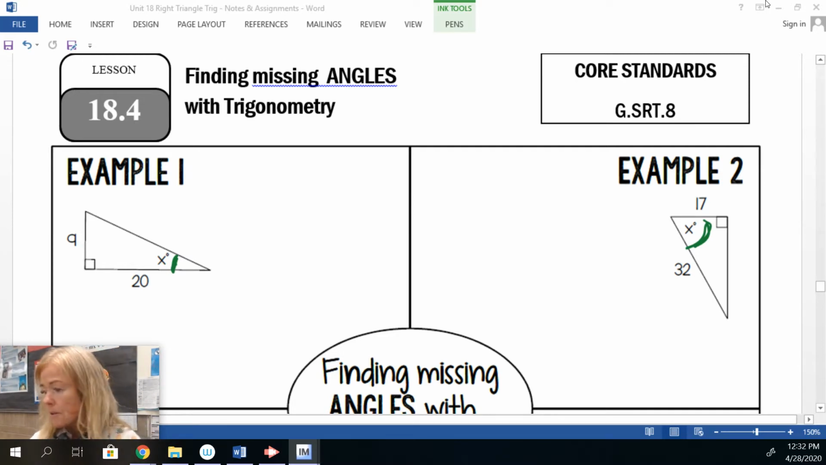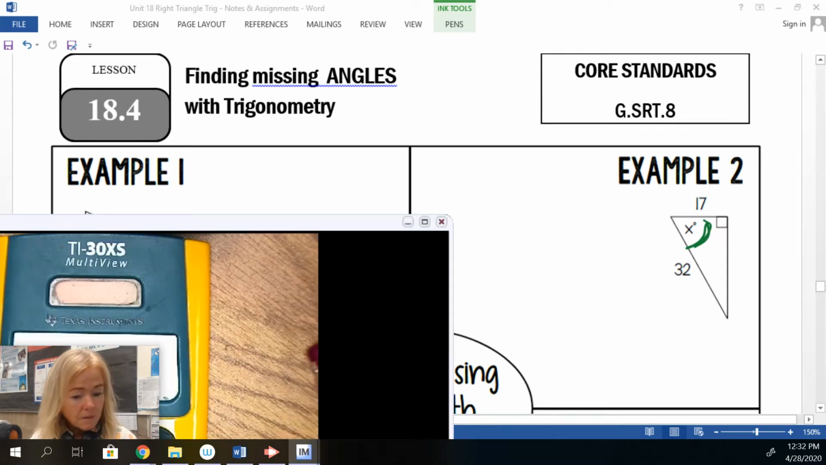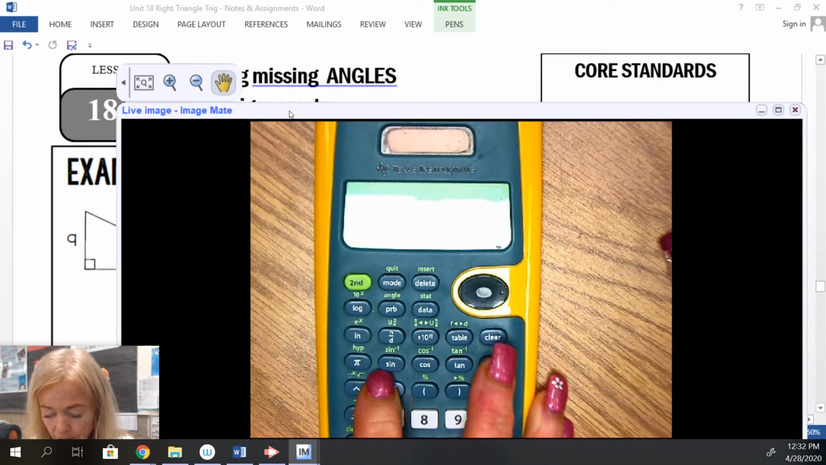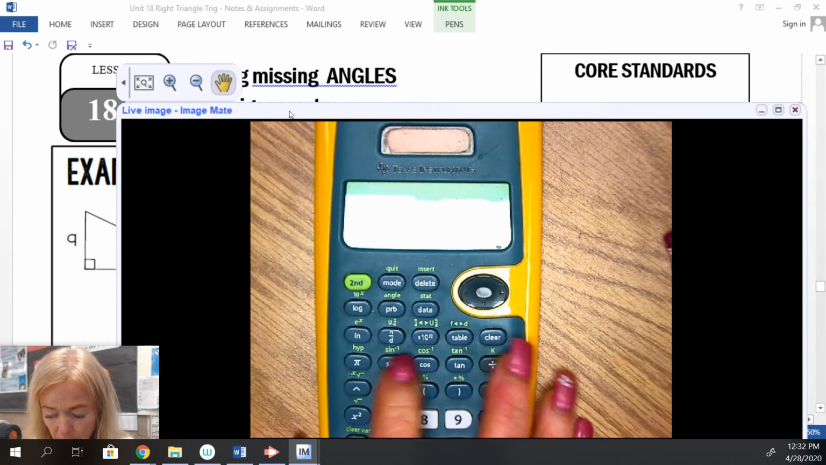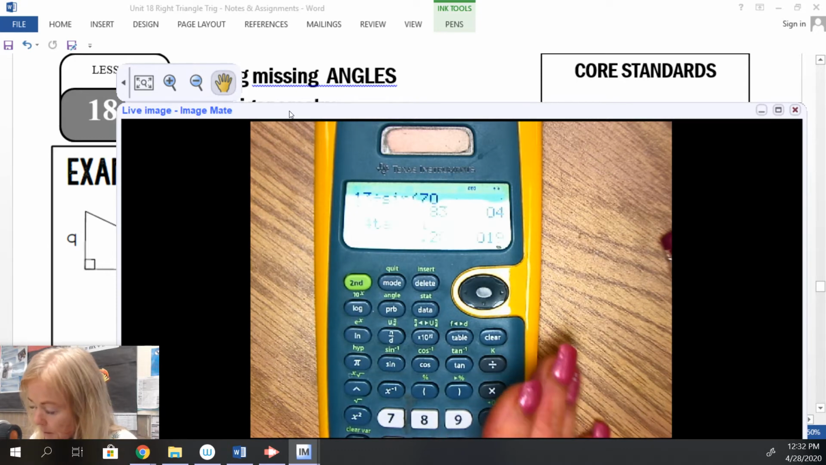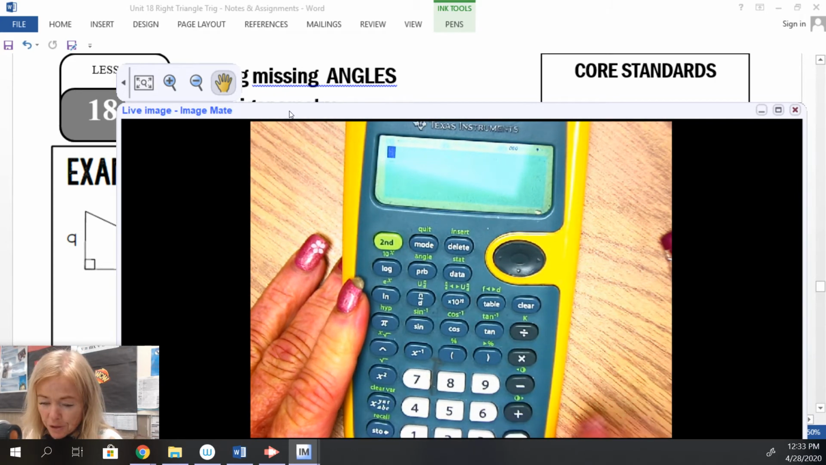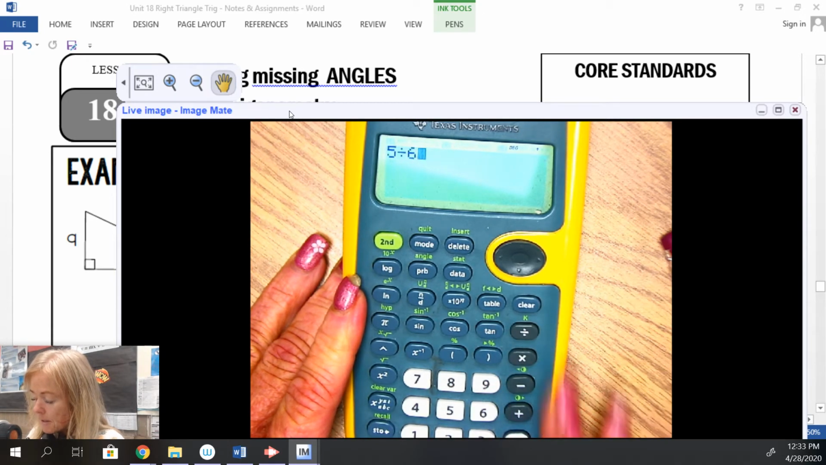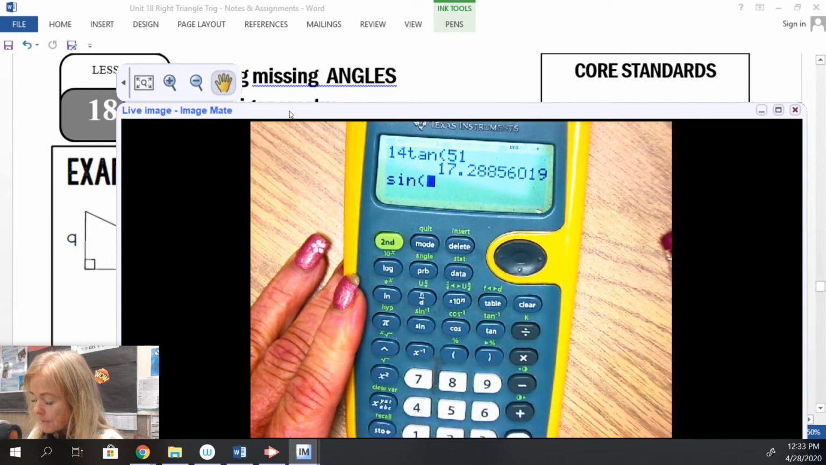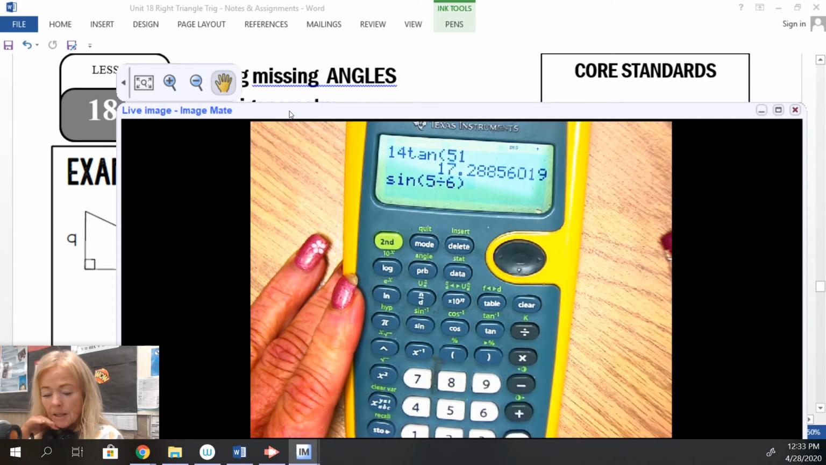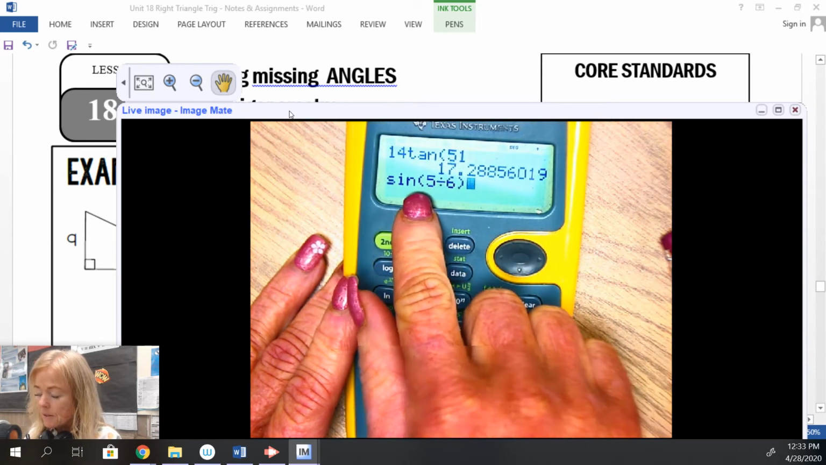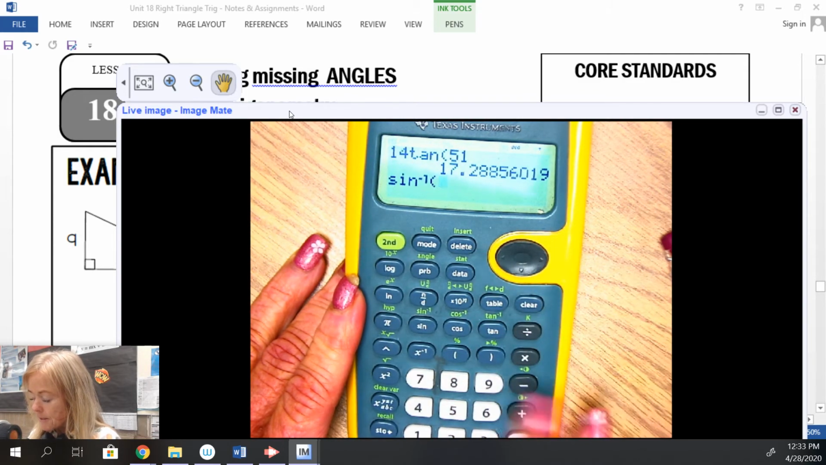So to find angles, I'm going to pull this up so that you can see on the calculator what I'm talking about. Notice on your calculator, here's your sine, cosine, and tangent. The sine inverse, cosine inverse, and tangent inverse right above them will allow you to figure out the angles. So for instance, if I know the ratio of sides is 5 over 6, I can do second sine inverse and then 5 divided by 6.